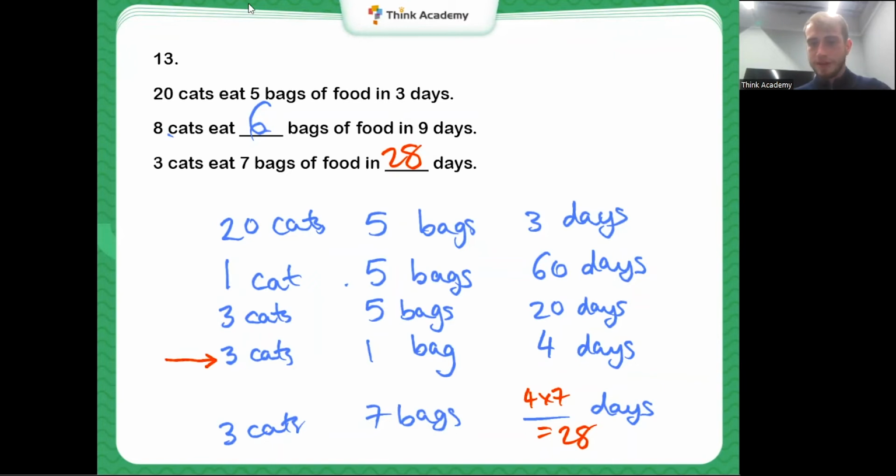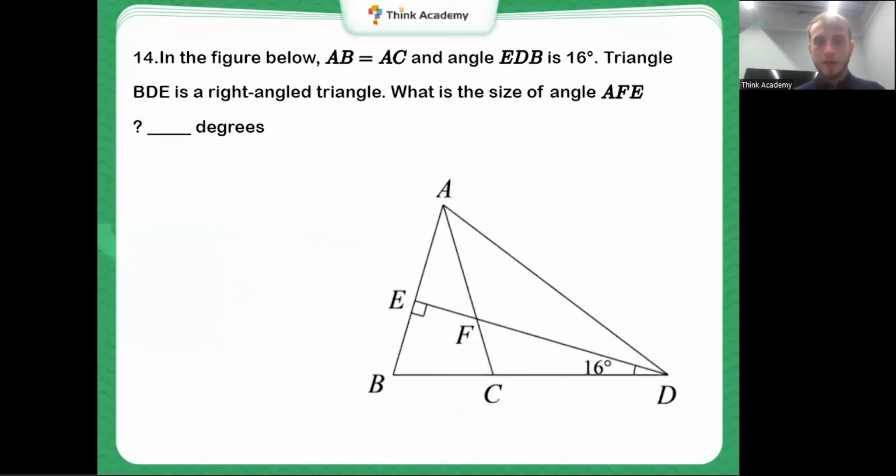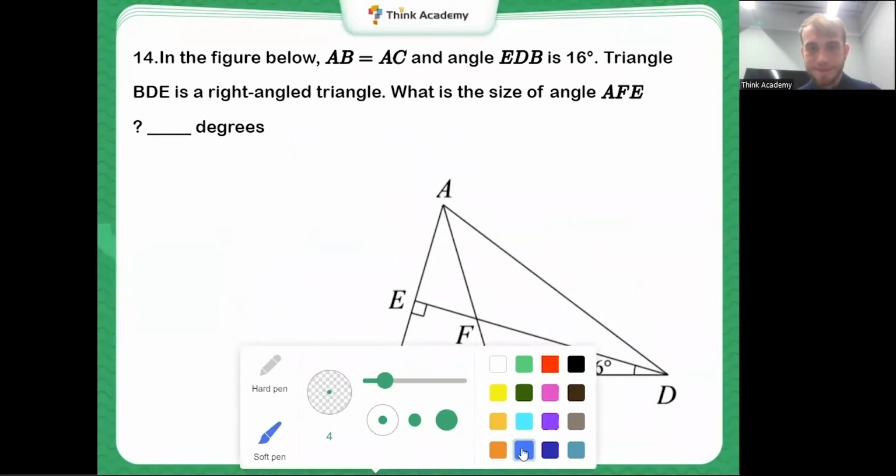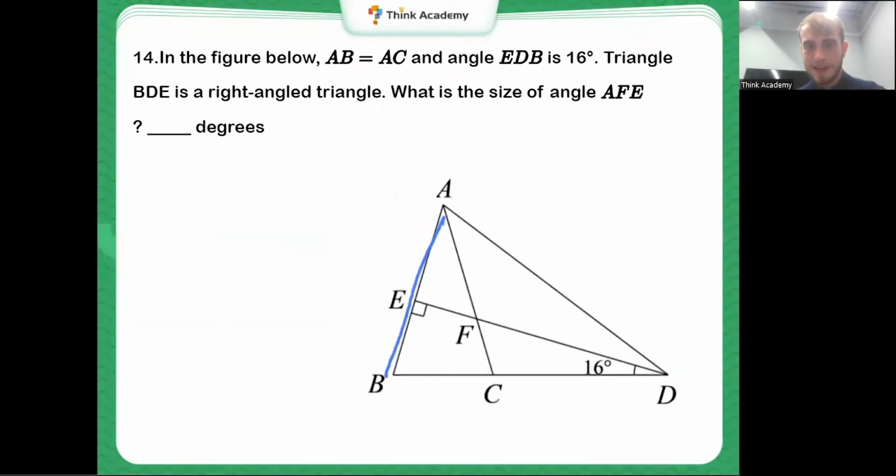Right, next question. Okay, now this is a fun geometry question, really. You've got a picture, AB equals AC. So the first thing we can understand is, if AB, so that's this line here from A to B, is equal to this one, then these are 2 sides of a triangle which have the same length. In other words, this is an isosceles triangle.